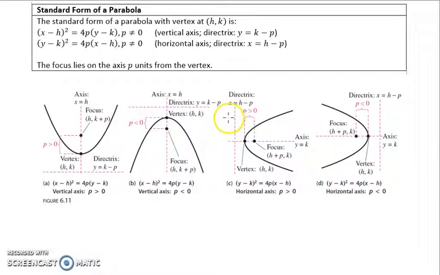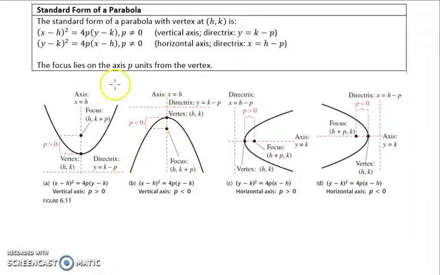And that should make sense because the distance from your focus to your vertex is p. And if this is (h, k), I have to drop down p, so k minus p would give us this line right here. Also, you'll notice if p is greater than 0, we're going to open up. If p is less than 0, we're going to open down.